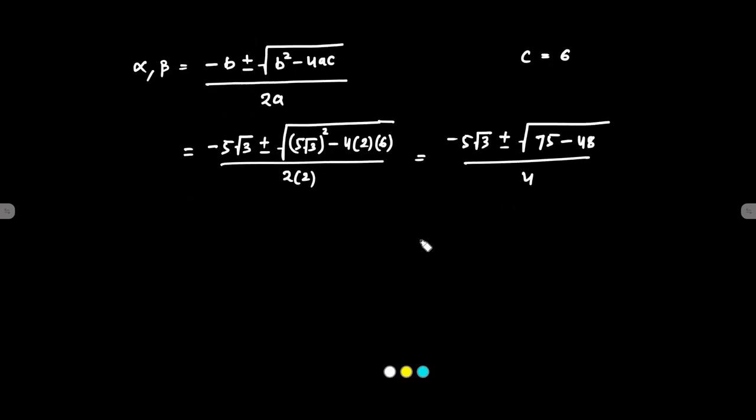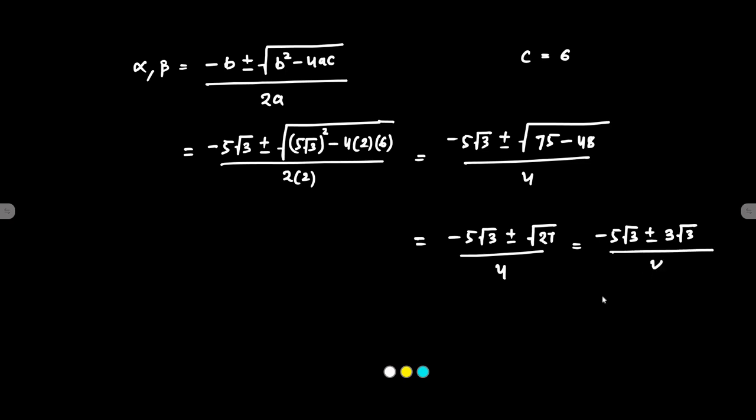Which is equal to minus 5 root 3 plus minus root over of 27 by 4. So this is equal to minus 5 root 3 plus minus root over of 27, which is 3 root 3. 3 into 3, 9 into 3, 27. So it is 3 root 3 by 4.